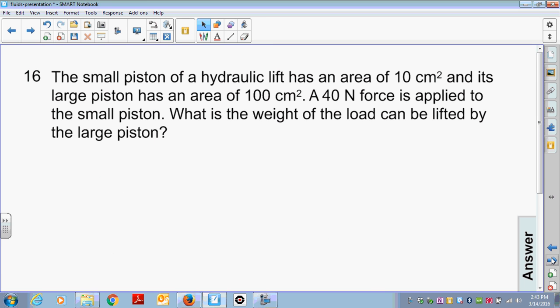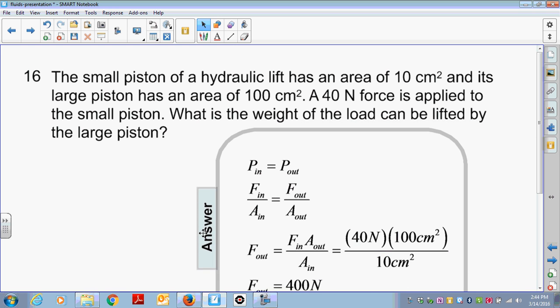The small piston of a hydraulic lift has an area of 10 centimeters squared, and this large piston has an area of 100 centimeters squared. A 40 Newton force is applied to the small piston. What is the weight of the load that can be lifted by the larger piston? Please remember to write out your solution. Go ahead and pause the video now.